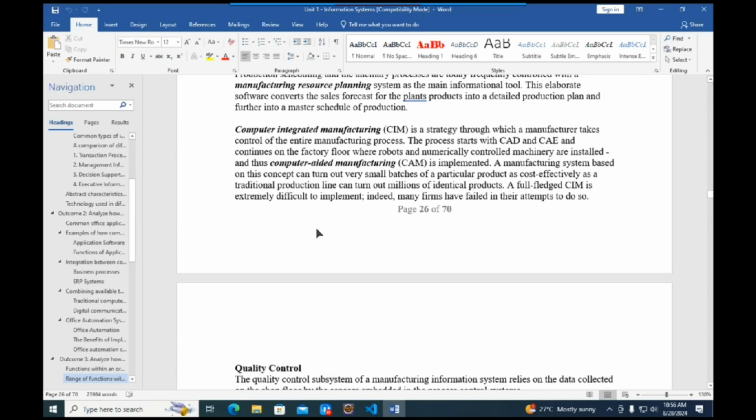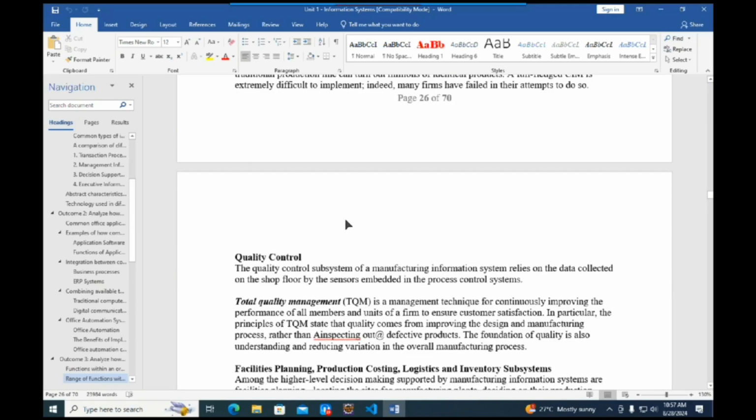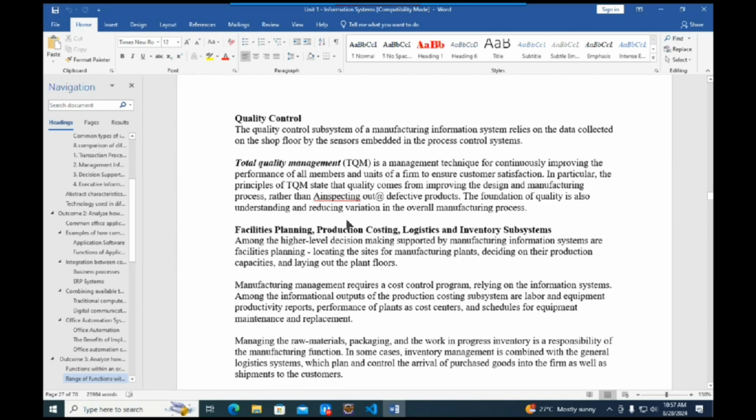So computer integrated manufacturing, or CIM, is a new strategy that manufacturers use to take control of the entire manufacturing process. And of course, we have the CAD and CAE that continue to actually implement the manufacturing. Then we have quality control subsystems, which are relying on the data that is collected on the shop floor by the sensors that are in the process control systems.